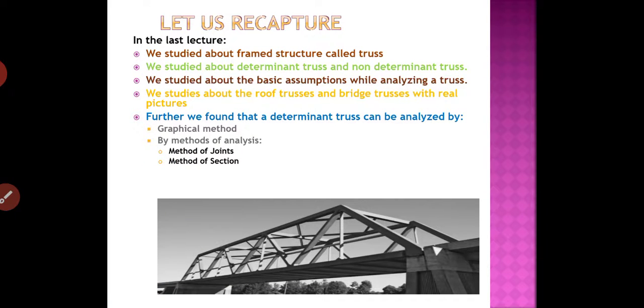Now, let us recapitulate what we learned till now. In the last lectures, we studied about the frame structure called truss. We studied about the determinate truss and indeterminate truss. We studied about the basic assumptions while analyzing the truss. We studied about the roof truss and bridge truss with some real pictures. We further found that a determinate truss can be analyzed by the graphical method and by two analytical methods, that is method of joint and method of section.